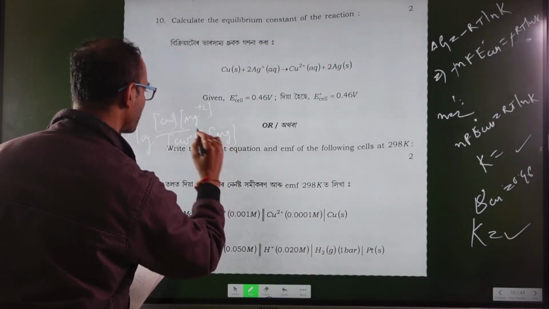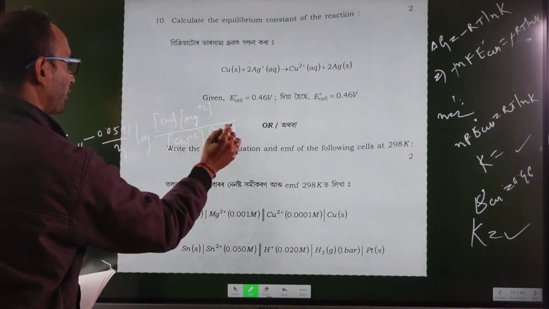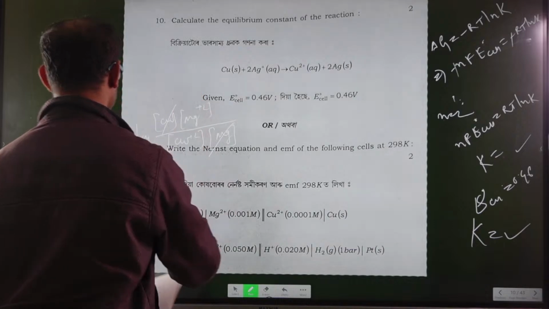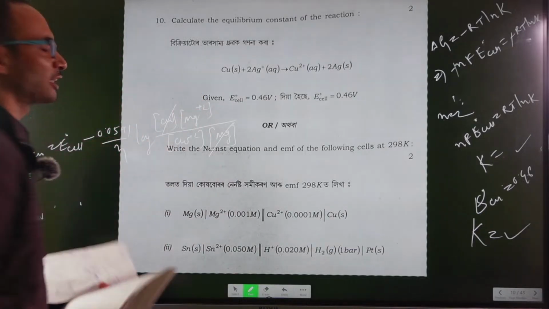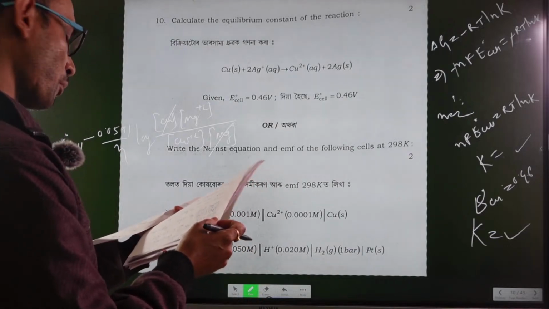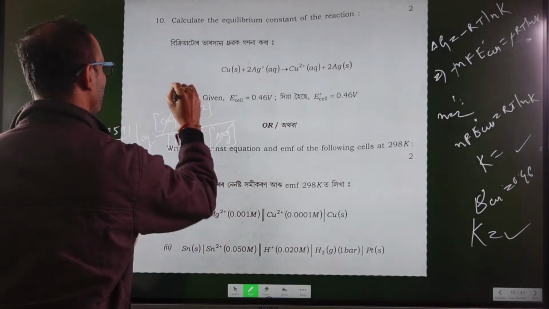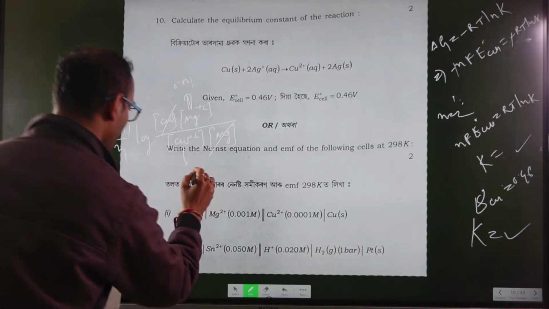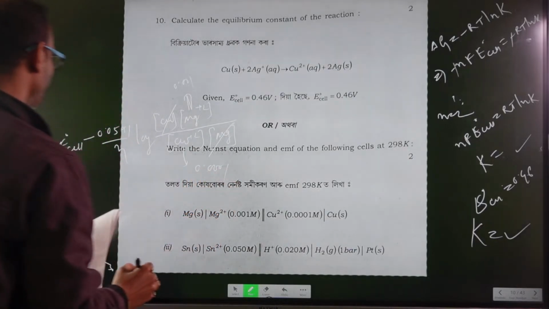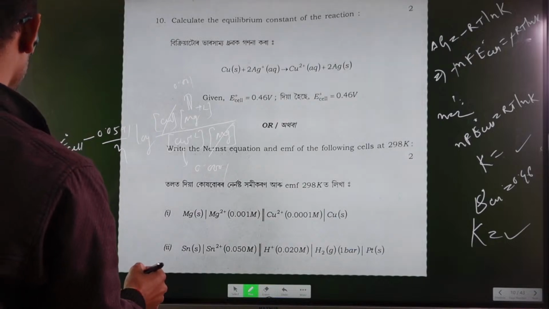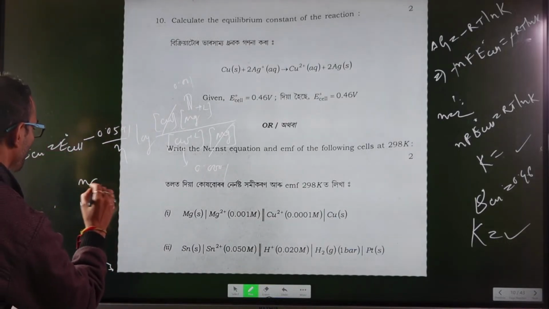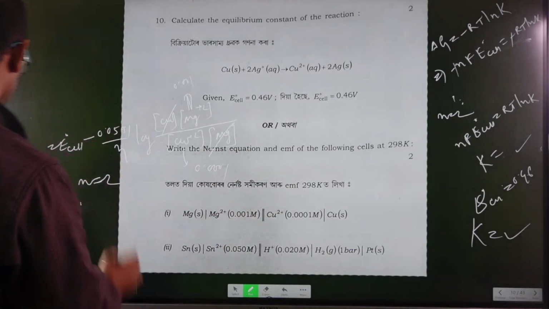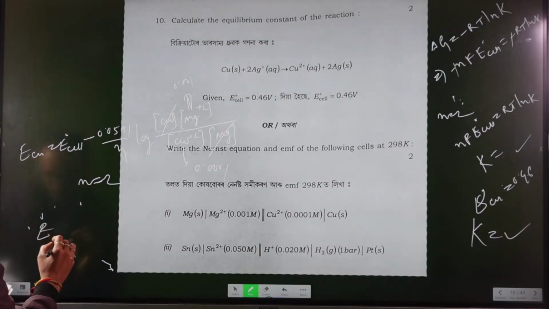Okay, so magnesium is solid. Copper is solid, so both have concentration equal to 1. So you can put here, and magnesium 2 plus concentration is already given, so it is 0.001. Okay, this is given, 0.001. And for copper 2 plus it is given like 0.0001. After putting this, and also you see the n value will be 2, meaning the electron transfer is equal to 2 in this balanced equation. Okay, after putting this, you will get this E cell.